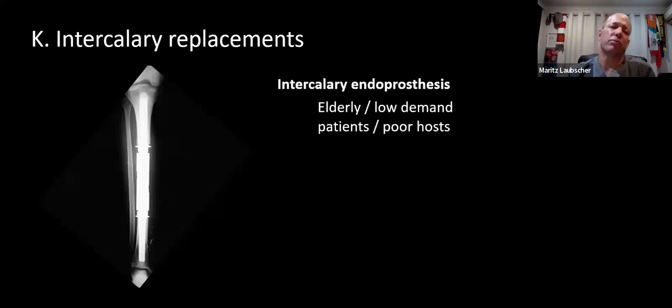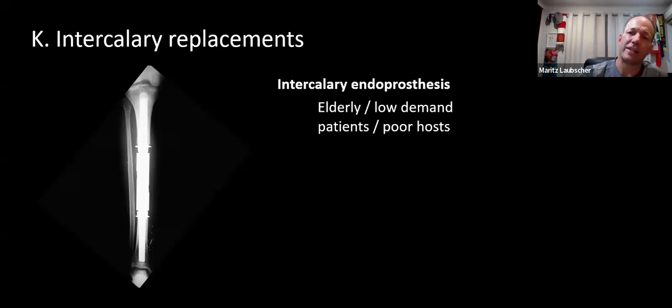Intercalary replacements are really something that is not ideal for trauma patients, especially young and active ones, but in elderly, very low demand patients or poor hosts, an intercalary endoprosthesis can be considered. These have very high complication rates, because obviously the metal will eventually fail. Specifically in oncological patients that are old and low demand, this can sometimes be considered.